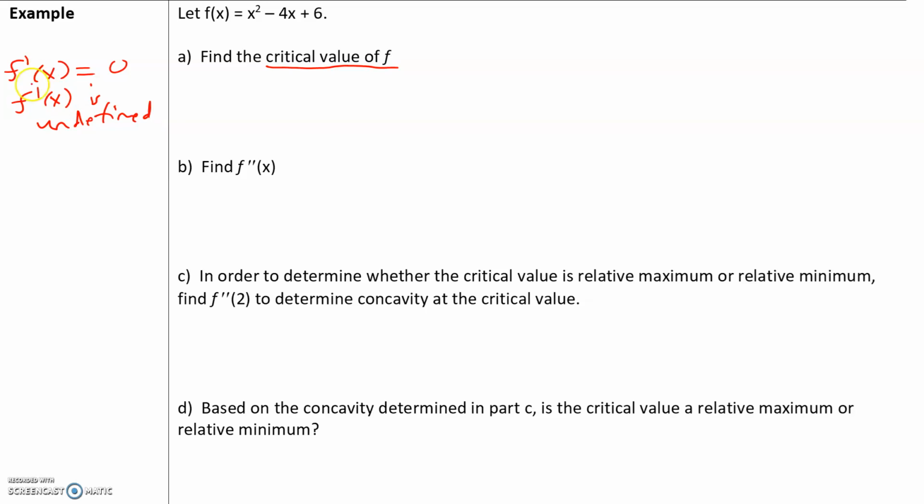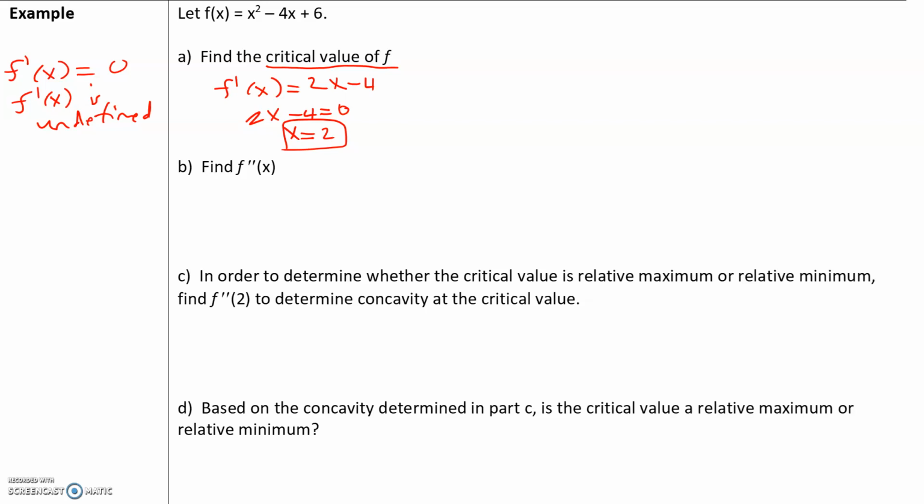So for that, we need the first derivative. So f prime of x is going to be 2x minus 4. This can't be undefined since we don't have a variable that we're dividing by, but we can set it equal to 0. And if we do, we add 4 and divide by 2. So our critical value is x equals 2. So this is a turning point.